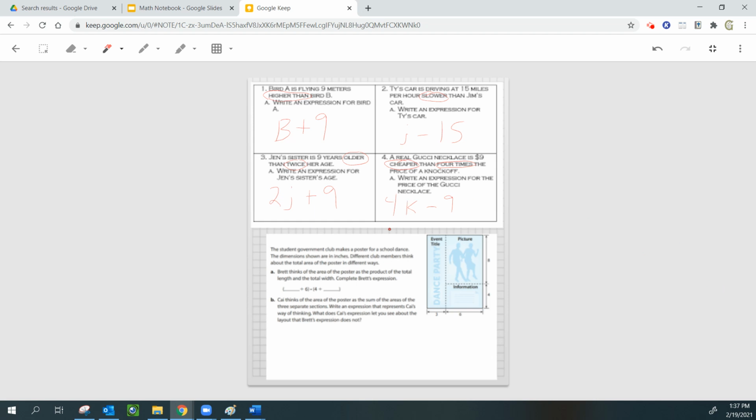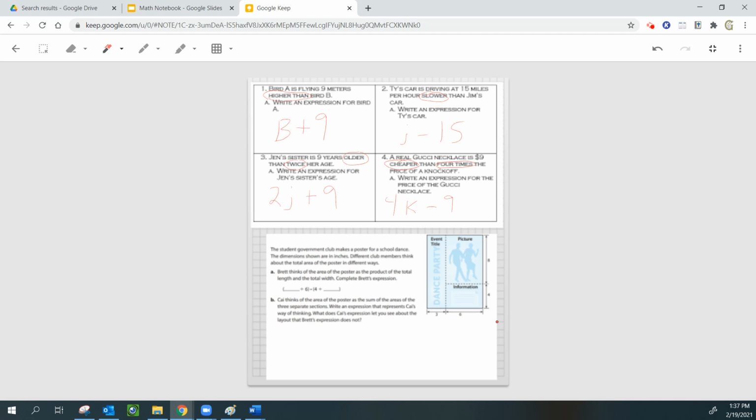So over here, you have a poster that the student government made for a school dance, and you can see there's some different dimensions that are listed here. Some kid named Brett thinks that the area of the poster is the product of the total length and the total width. So we could find the whole area, right? I do length times width for a rectangle. So I need the whole width and the whole length.